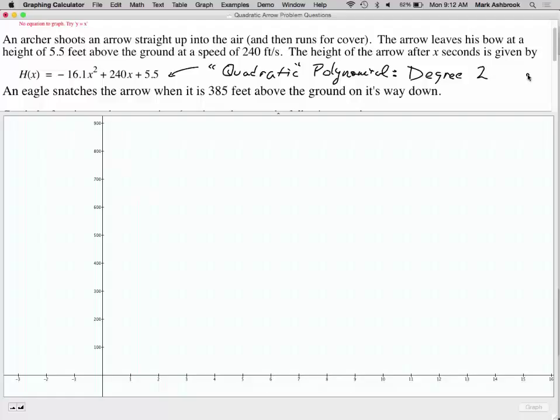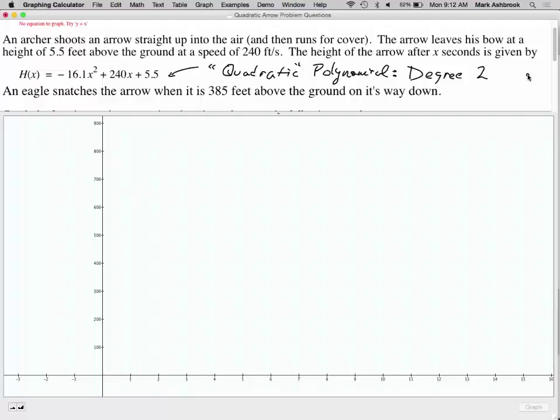And this type of polynomial shows up in lots of real-world applications, especially projectiles, things that are flying through the air. If you're measuring some vertical distance or height above the ground and time, those two quantities have a quadratic relationship, or this degree 2 polynomial can model that relationship.